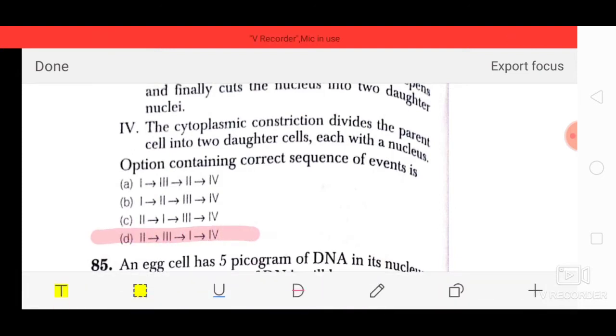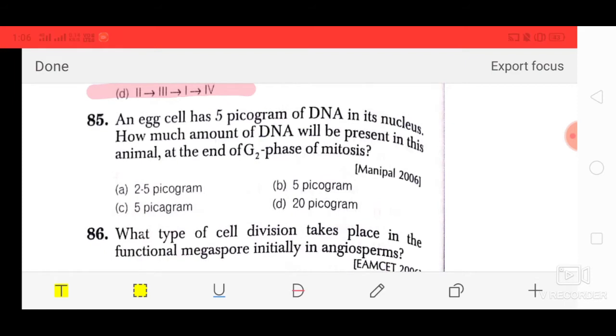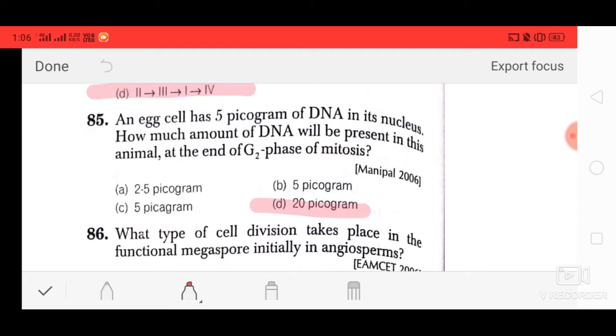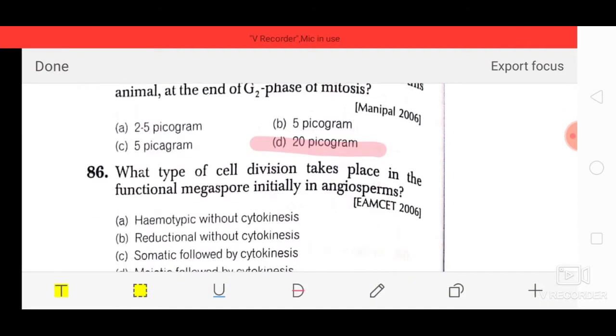Now the 85th question says that an egg cell has 5 picogram of DNA in its nucleus. How much amount of DNA will be present in this animal at the end of G2 phase of mitosis? Since egg is haploid and has 5 picogram of DNA, an animal cell with a diploid set will have 10 picogram of DNA. In S phase DNA doubles, and therefore in G2 phase around 20 picogram DNA will be present. So the correct answer is 20 picogram. This question is from Manipal 2006.